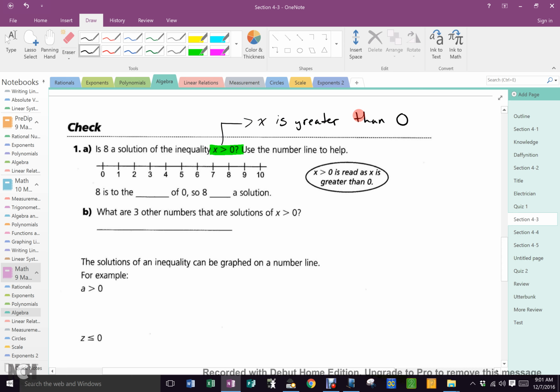So now I got to think in English. Some number that's greater than 0. Where's 0 on the number line? Right there. Where's 8? Right there. 8 is to the right of 0, so 8 is or isn't a solution? Is, because it's greater than 0, because it's to the right. Now listen to me closely. How many numbers are there that are a solution to this?